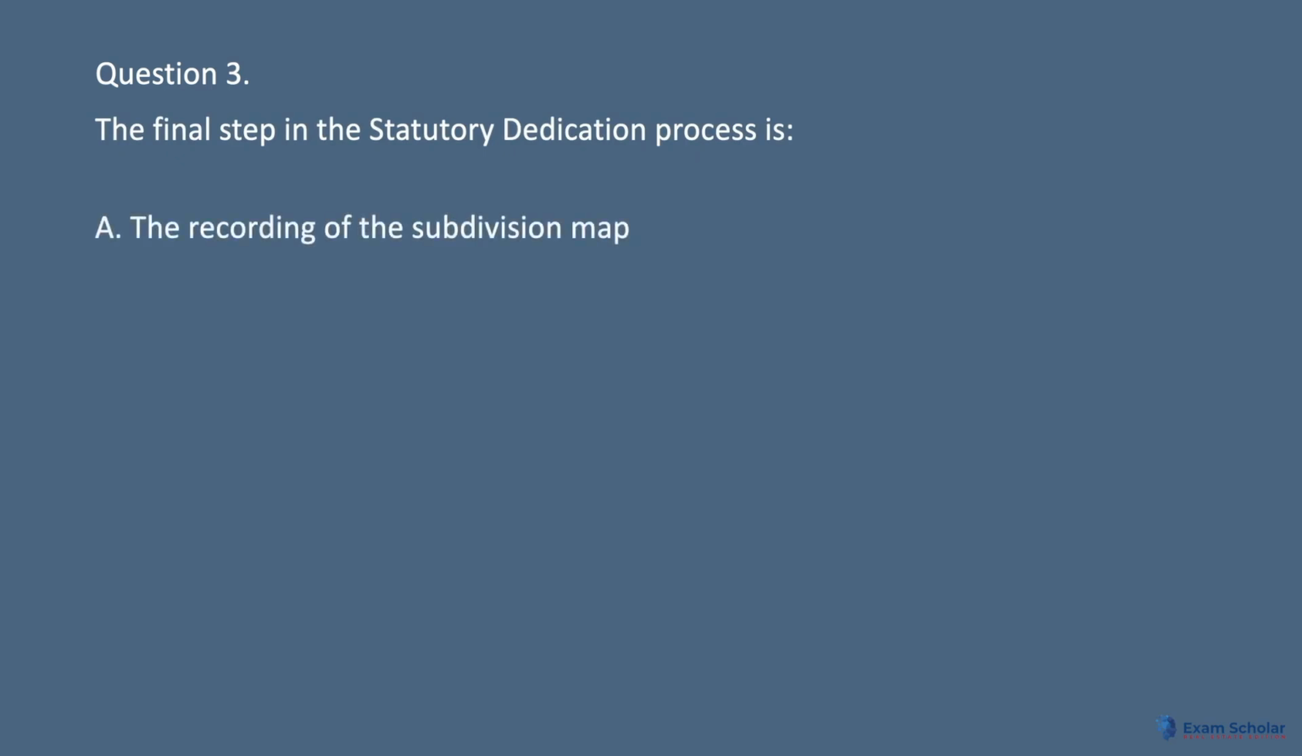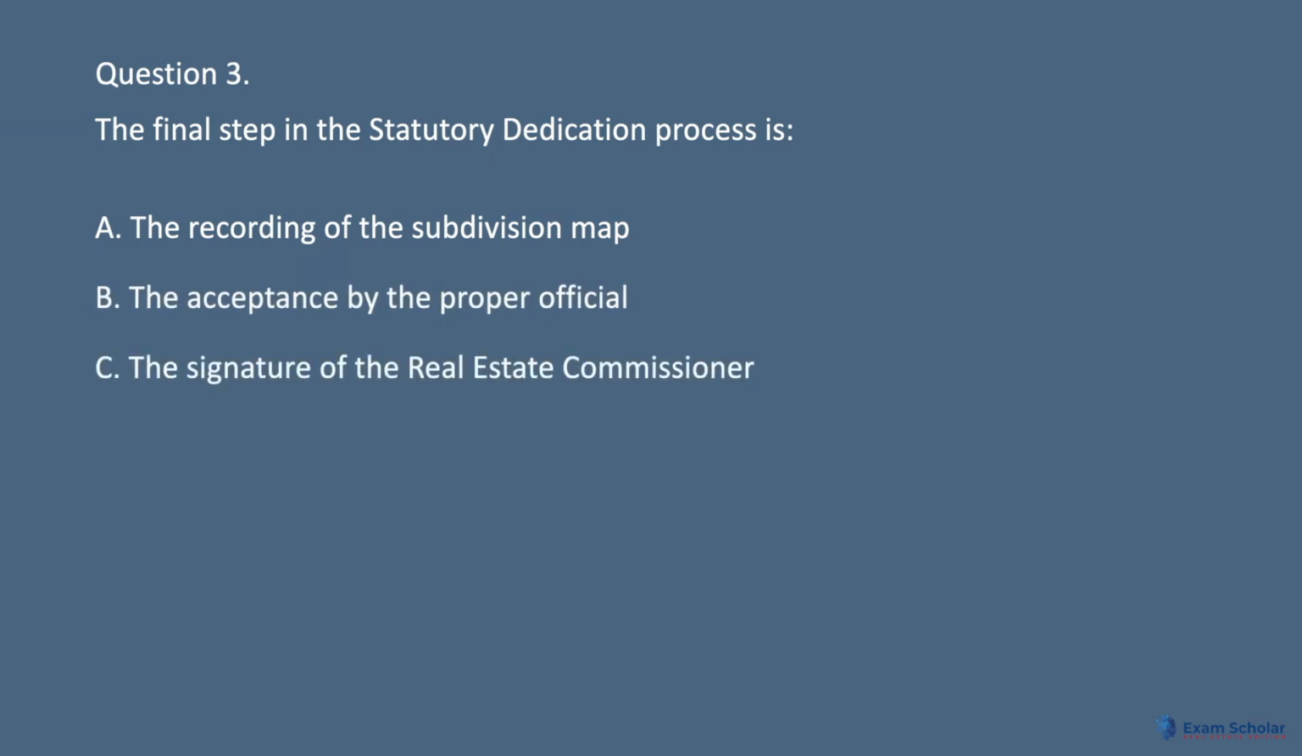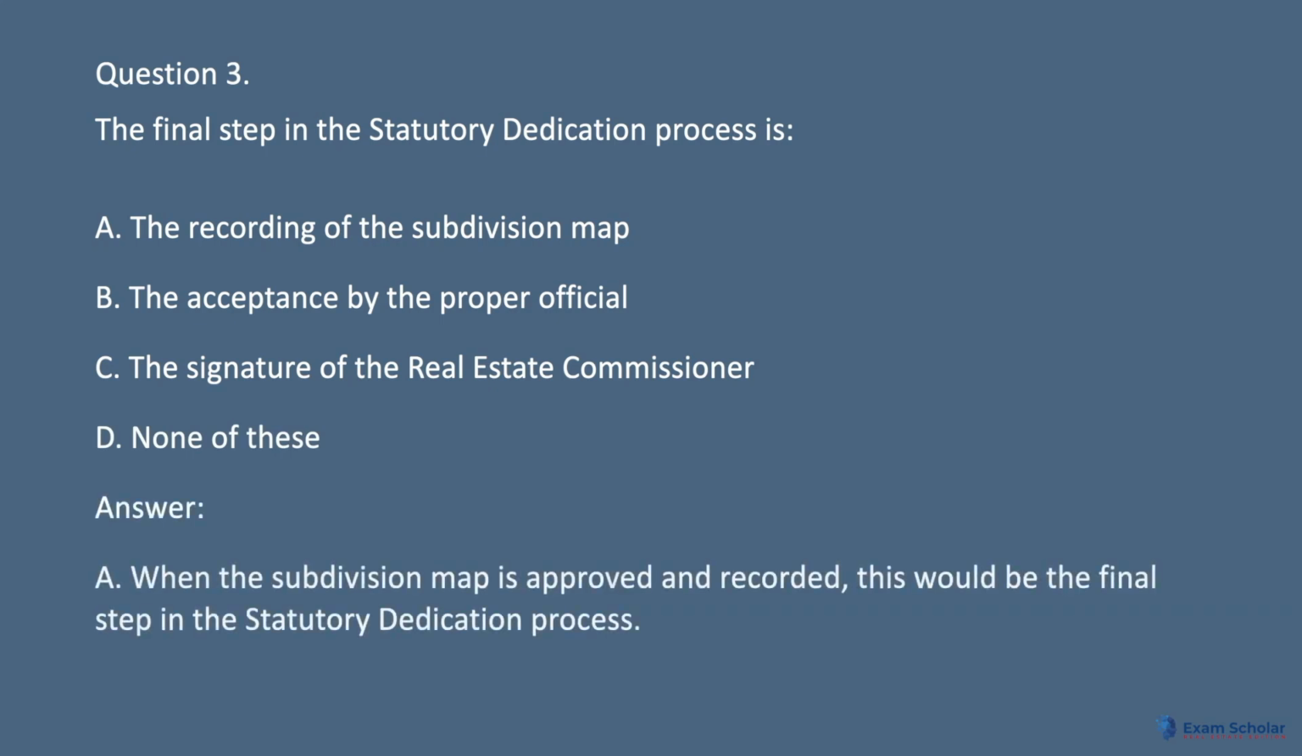Question 3. The final step in the statutory dedication process is A. The recording of the subdivision map. B. The acceptance by the proper official. C. The signature of the real estate commissioner. D. None of these. Answer. A. When the subdivision map is approved and recorded, this would be the final step in the statutory dedication process.